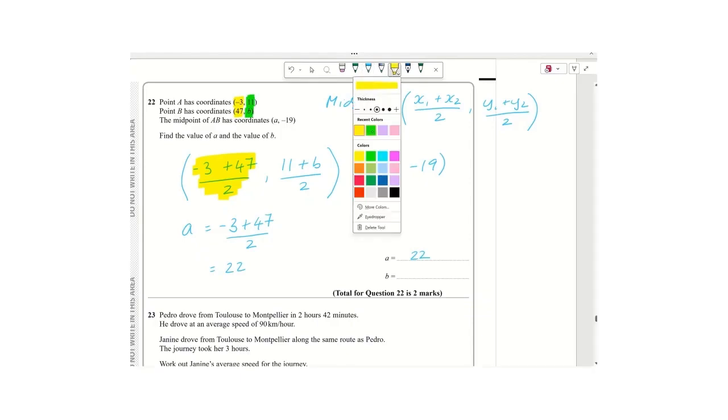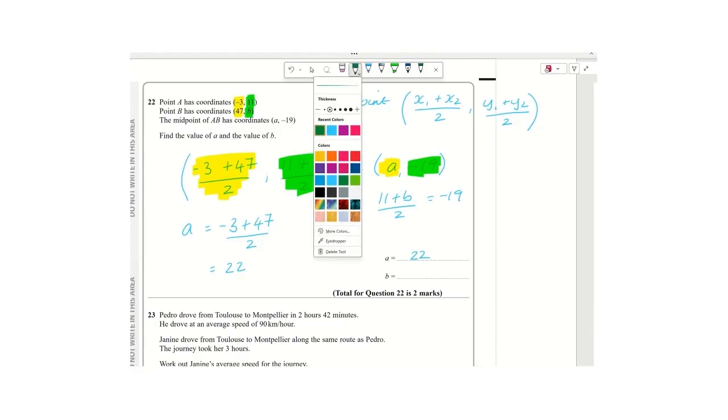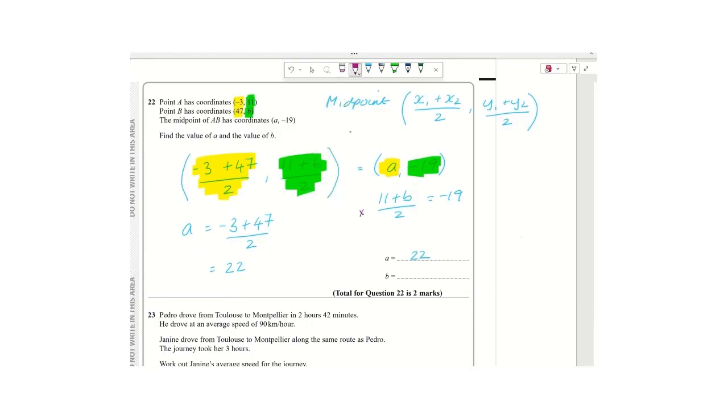If we then do the same thing for the b's, this is my expression for b, and this is my answer. This one's a bit trickier because we've got a bit of working backwards to do. But I know that 11 plus b all divided by 2 equals -19. So if I use the idea that we did with our equations before, we're going to have to times both sides by 2 to get rid of that 2 on the bottom.